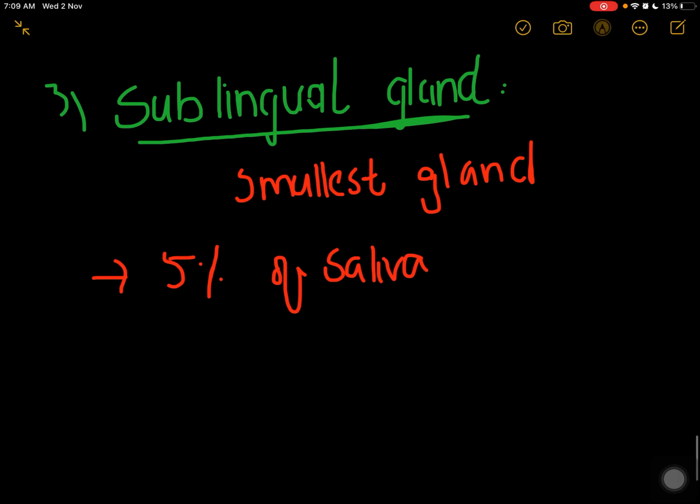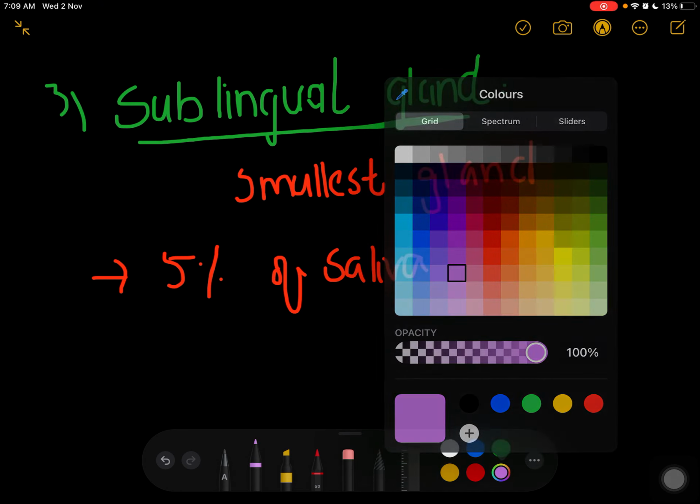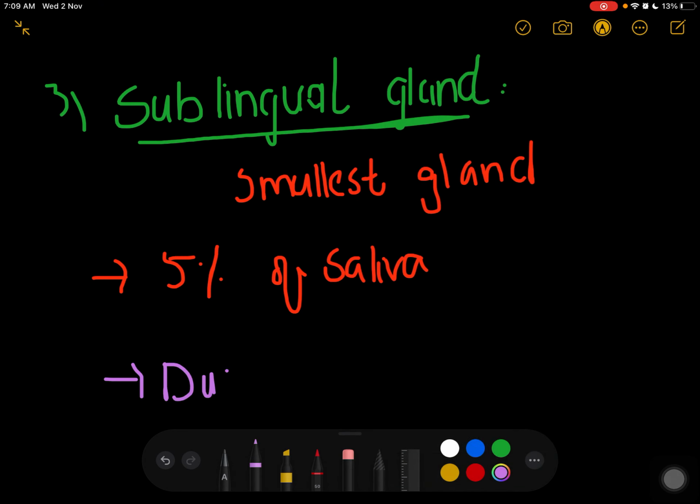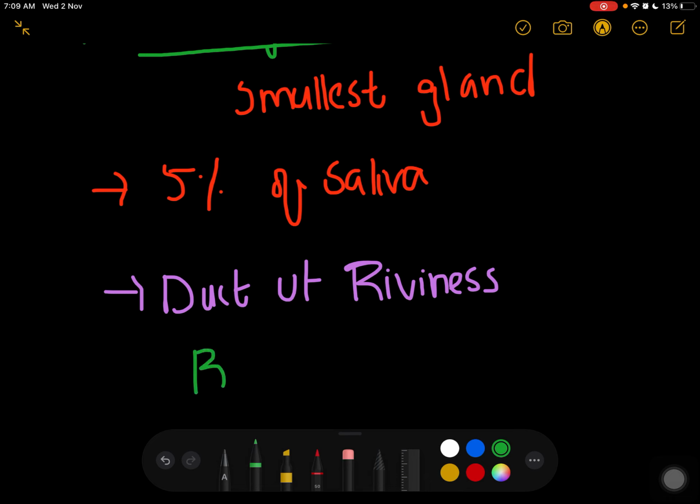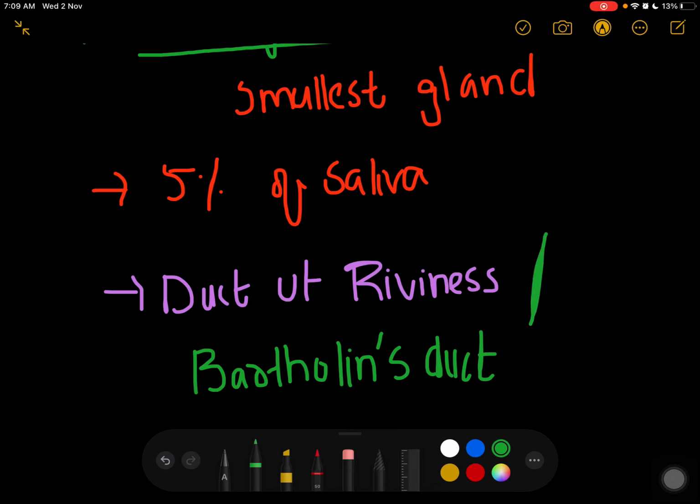Okay, and the duct of the sublingual gland is known as the duct of Rivinus, or you can say Bartholin's duct. It also opens in the vagina too. So these both are the names. Sometimes it's known as the duct of Rivinus, and other times it is also known as Bartholin's duct.